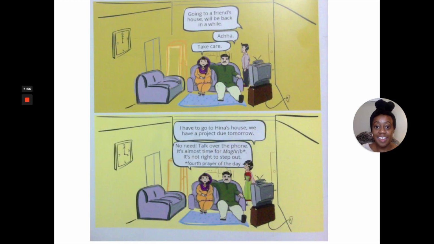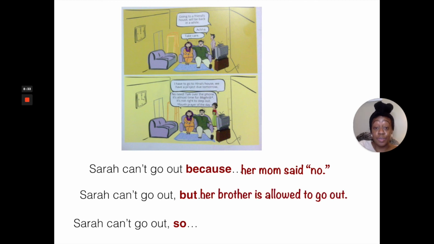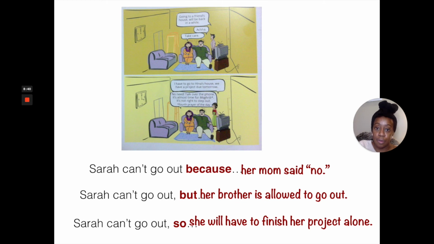Let's analyze this scene. Sarah can't go out because her mom said no, but her brother is allowed to go out. Sarah can't go out, so she will have to finish her project alone. These are examples of how to analyze and show your analysis and explain your analysis.